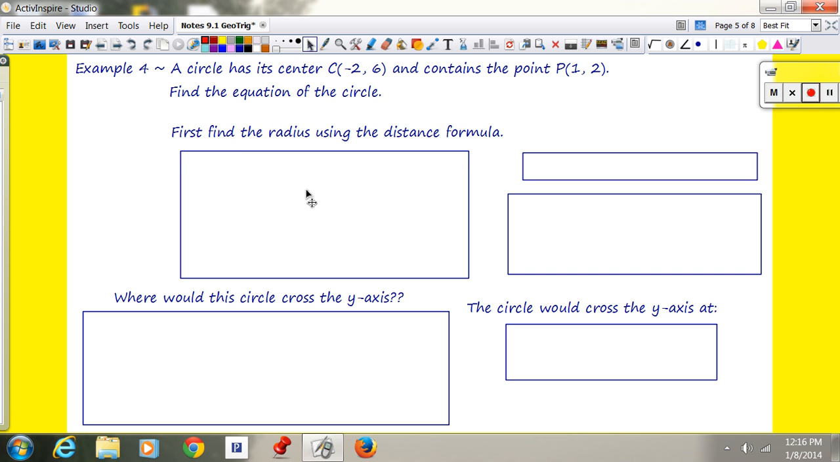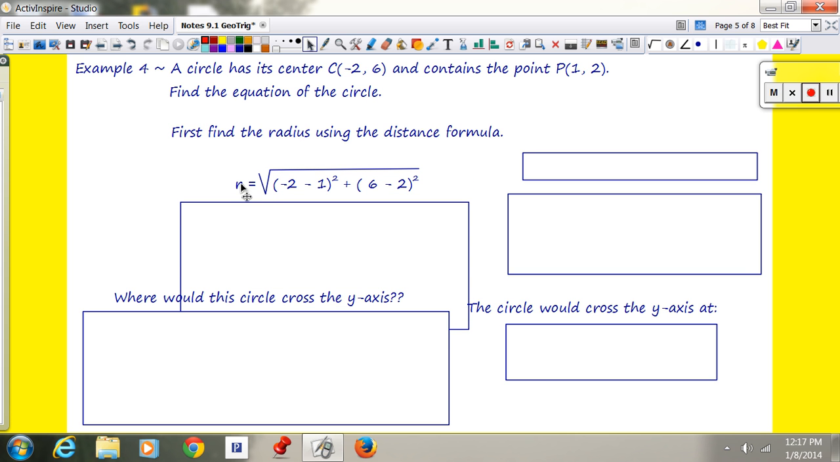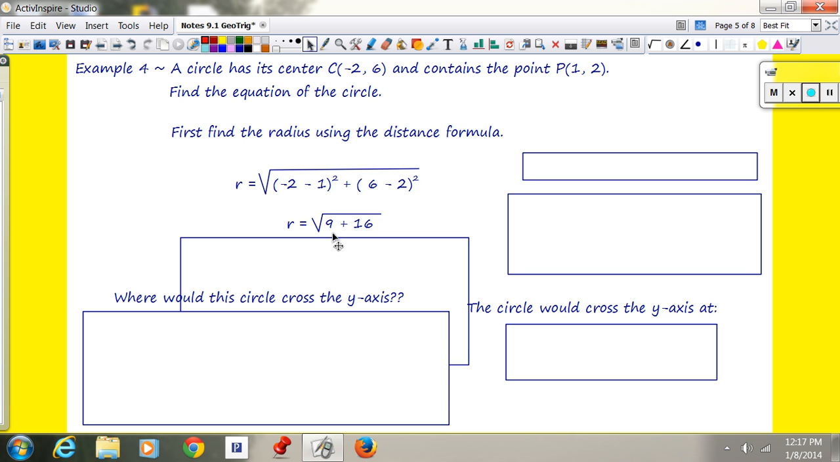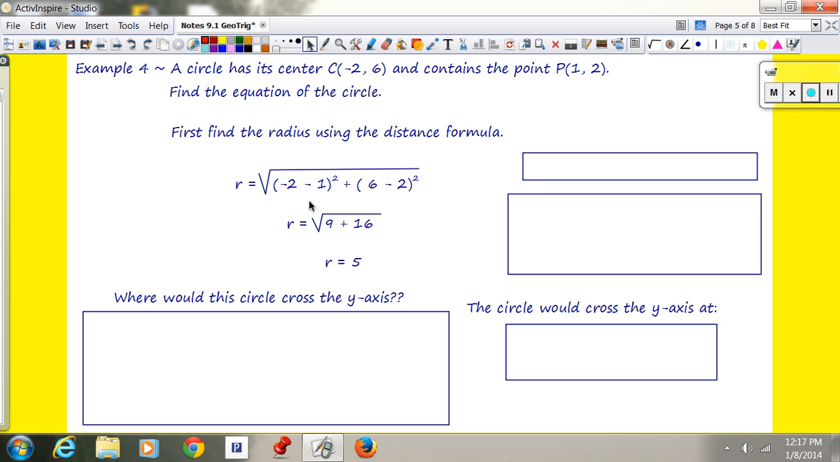So first thing we've got to do is find the radius. So that's first. First find the radius. So r equals, and we're going to use our distance formula. The radius would be the distance between these 2 points. So I'm going to plug in my distance formula. You're going to come out to be r equals 5. So that's what you're going to get for your radius, the radius of this circle.